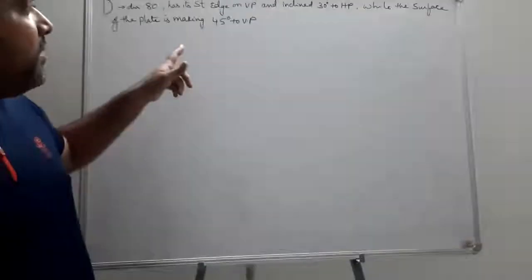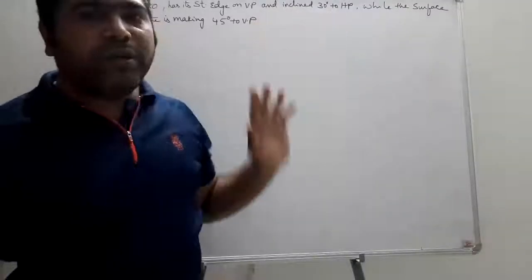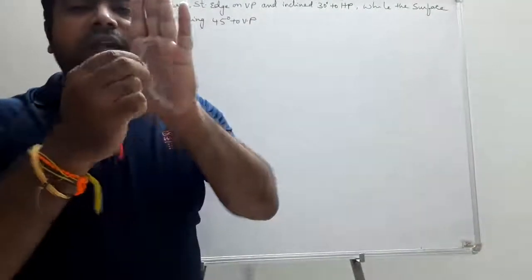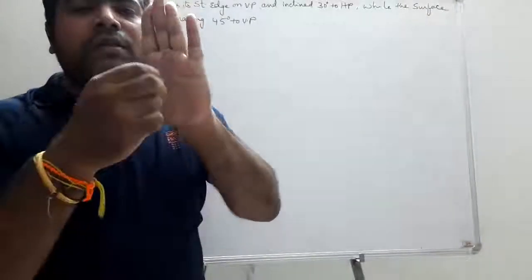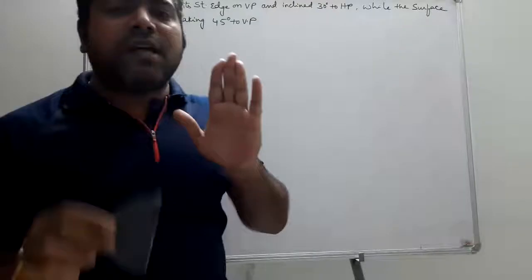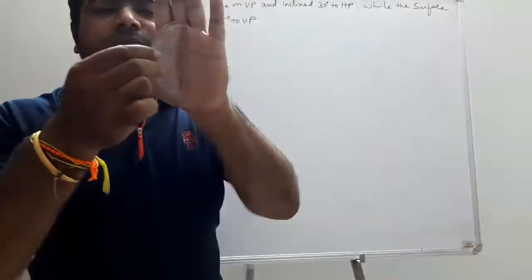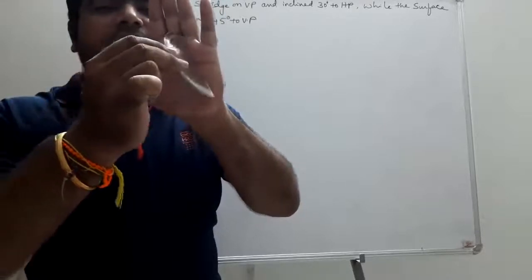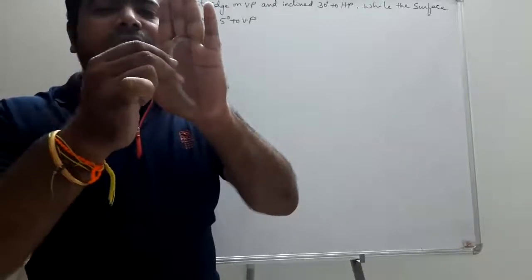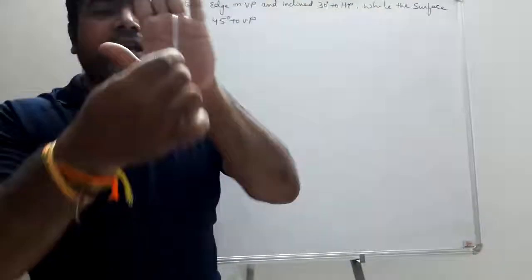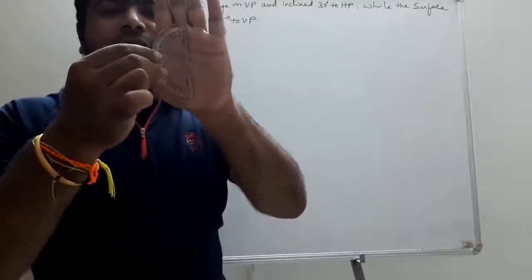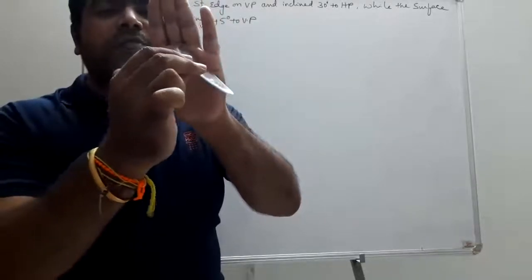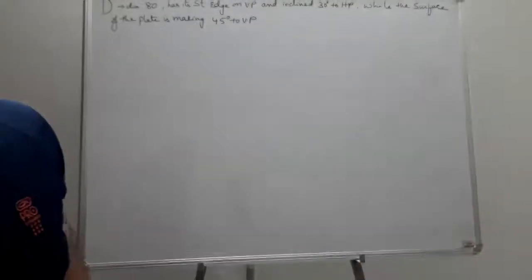But to confuse you, they give an inclination of 30 degrees to HP. The edge which is resting on VP makes an angle of 30 degrees to HP, but always we have to consider surface inclination first. That means first it makes 45 degrees to the VP, and then the edge is inclined at 30 degrees to HP. Now draw the simple position.